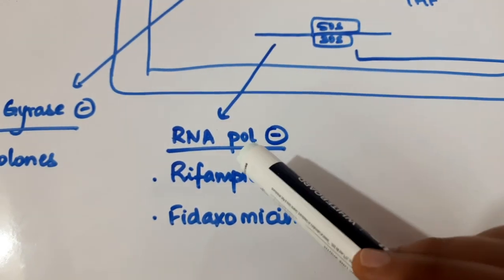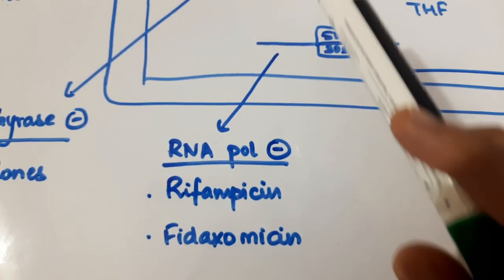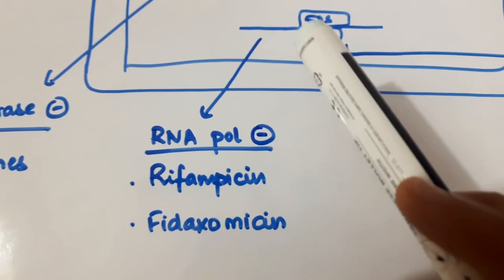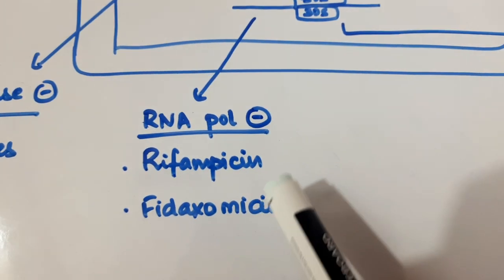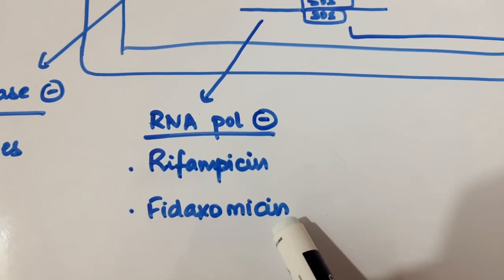The next group of drugs include RNA polymerase inhibitors. They will inhibit the DNA-dependent RNA polymerase in the bacterial cell and they will prevent the formation of the mRNA in the bacterial cell. This will include drugs like rifampicin as well as fidaxomicin.